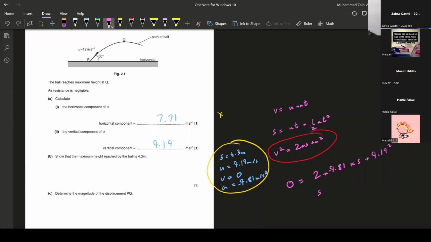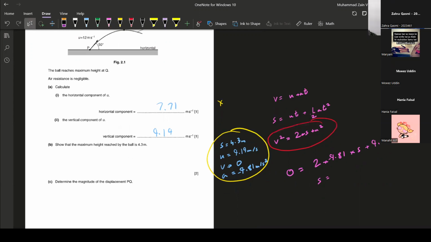Can someone just tell me the answer of s? s would be something around 4.29 or 8, something like that, which gets rounded off to 4.3 meters. So this is how we'll do this part. Is this clear to everyone?